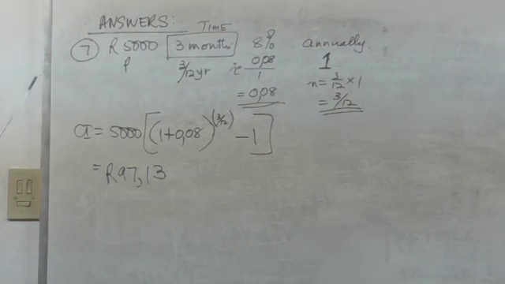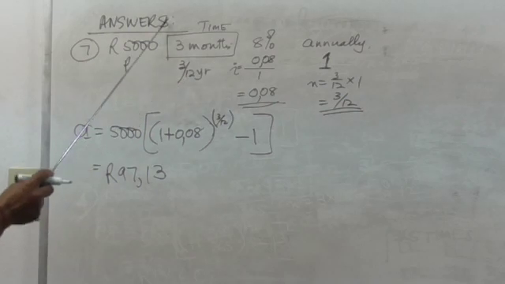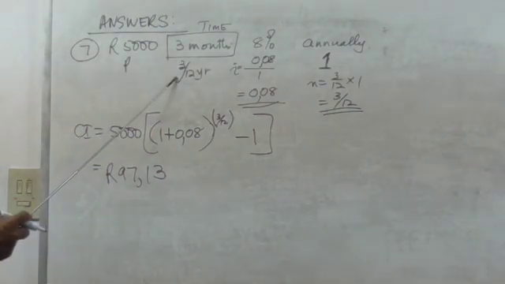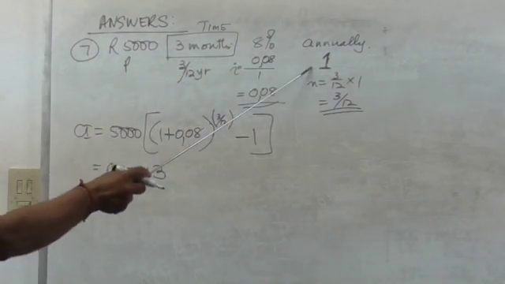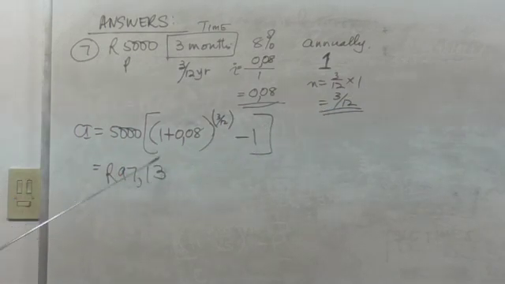So you see, this question you have to be very careful. The time was 3 months. And you can't use months, you've got to use years. So you convert months into years. And because it's annually, you divide by 1. So divide by 1, multiply by 1, substitute in the formula, get the answer.